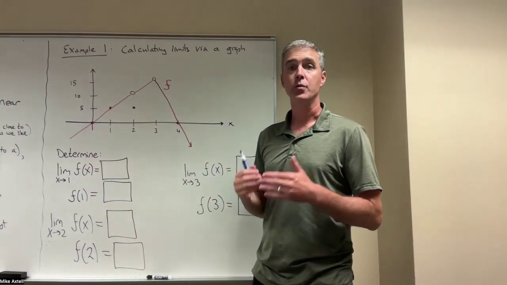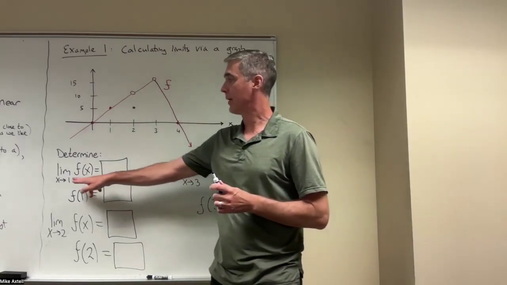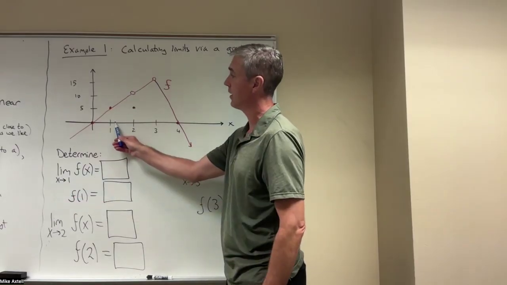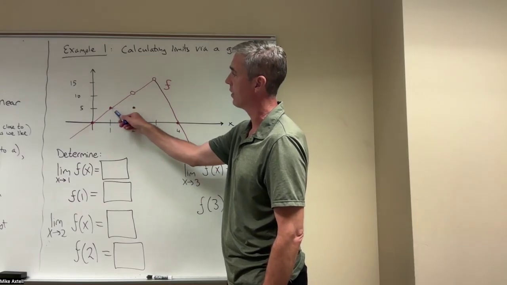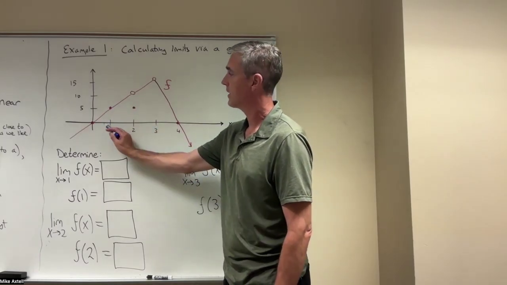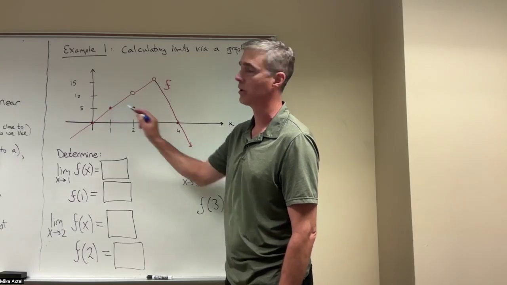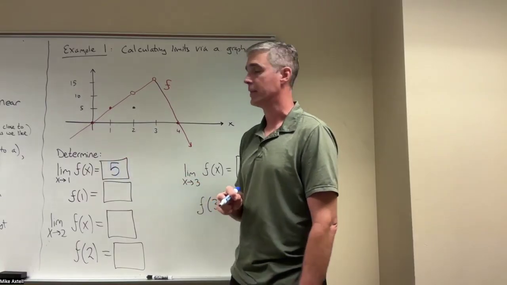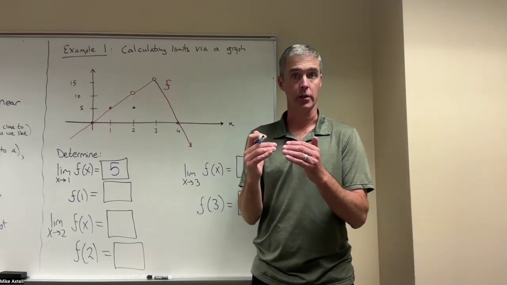Well, my answer is: what outputs is my function getting really, really close to as my inputs get really, really close to 1? As my inputs get really, really close to 1, it looks like the y values I'm getting close to are all right around that number 5. So as x's get really, really close to 1, their corresponding outputs look like they're getting really, really close to 5. So I would say this limit is equal to 5. Remember, the limit is the output value that we're getting really, really close to.